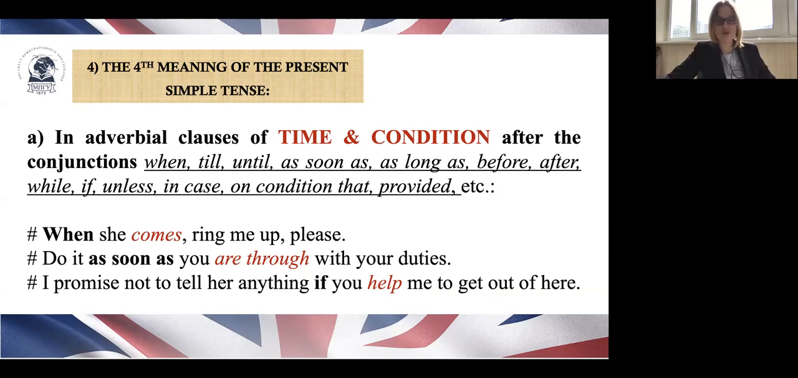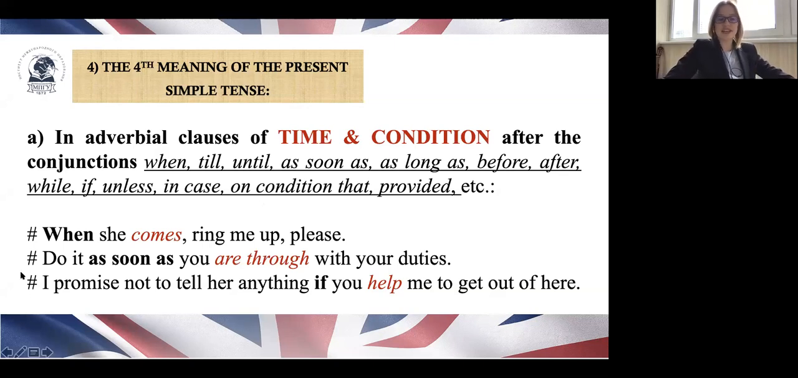Let's try to identify whether it's the adverbial clause of time or condition in the second example. Do it as soon as you're through with your duties. What do you think? Is it about time or condition? Kind of condition. Exactly. Absolutely agree. Because if it were the time indication, in this case, we would say when you're through with your duties, then it's okay. But here we have as soon as, a condition.